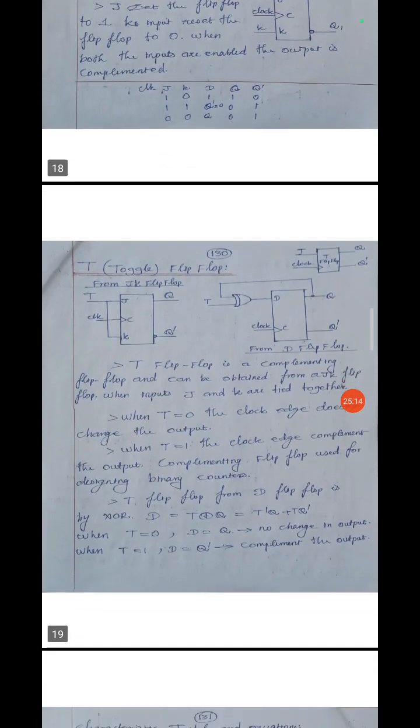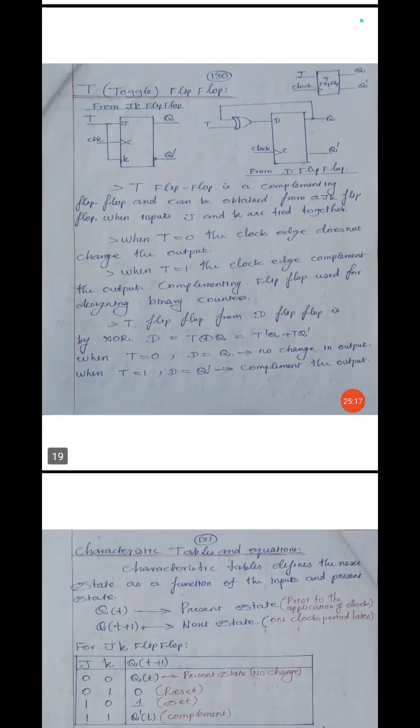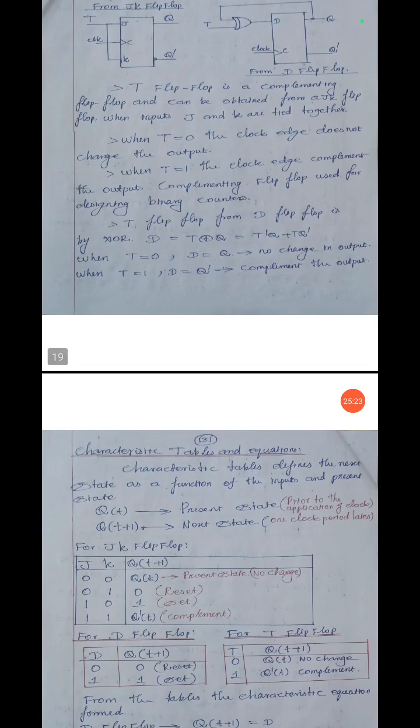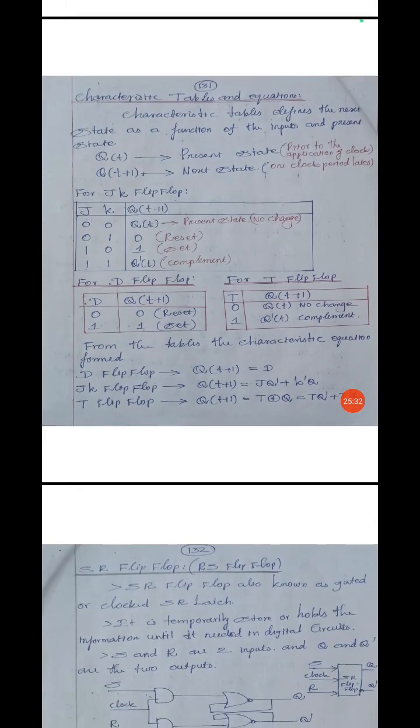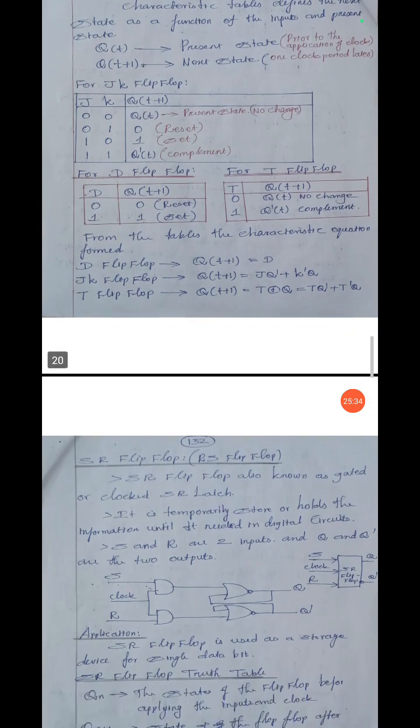So toggle flip-flop, T flip-flop, and a symbol, a logical symbol, then circuit diagram, truth table, then operation, characteristic table and characteristic equation also. These are some characteristic tables of the flip-flops, and a characteristic equation is below the table here.